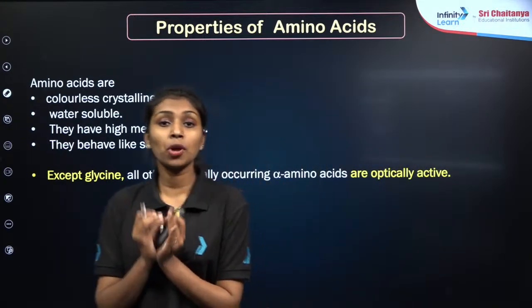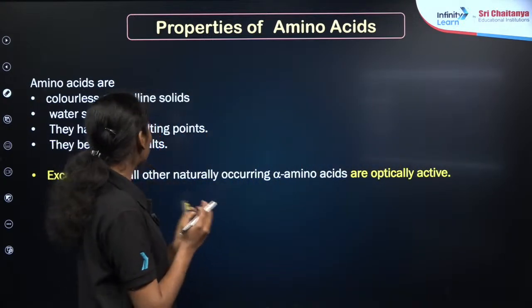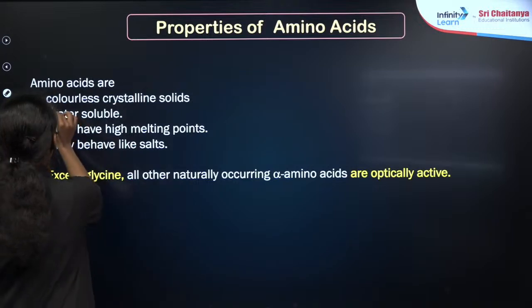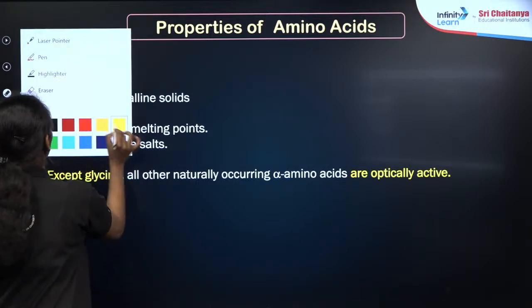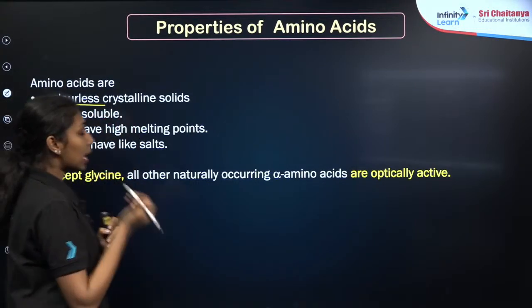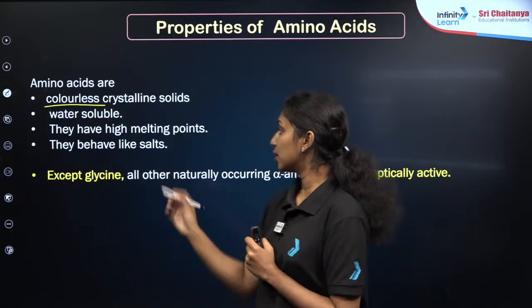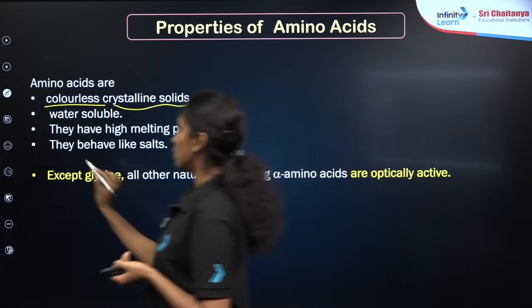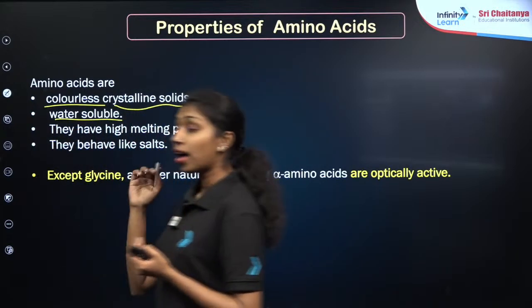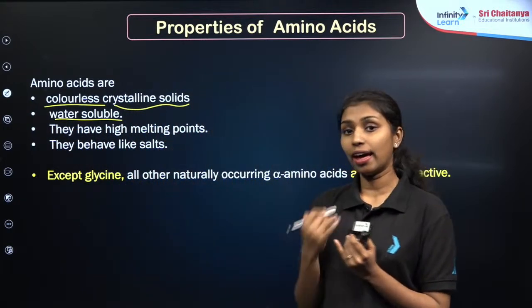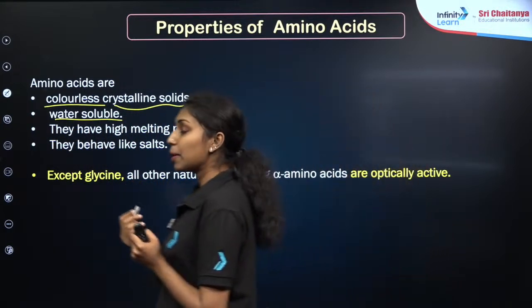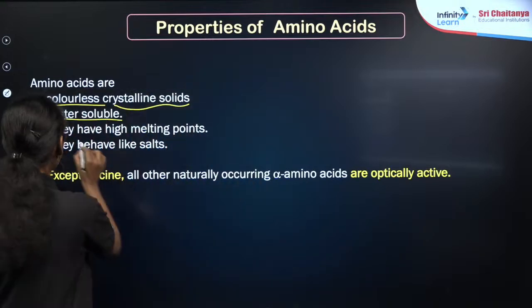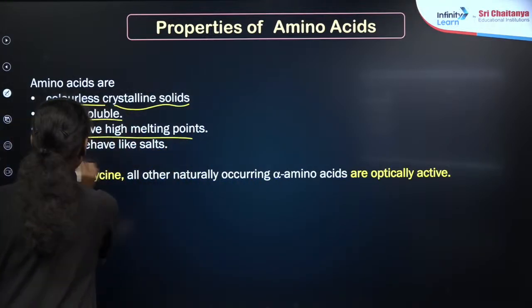Now, let us see what the properties of amino acids are. Amino acids are generally colorless, right? They are colorless crystalline solids. Most of them are water soluble. They have a high melting point. And they behave like salts. These are the important properties of the amino acids.